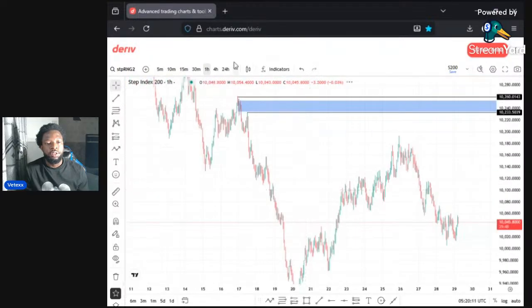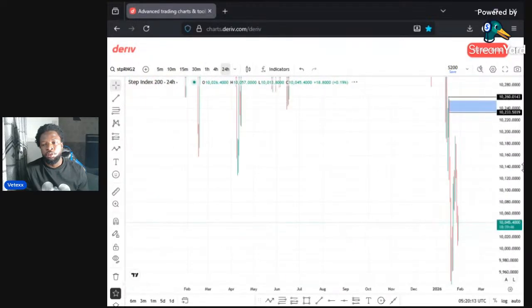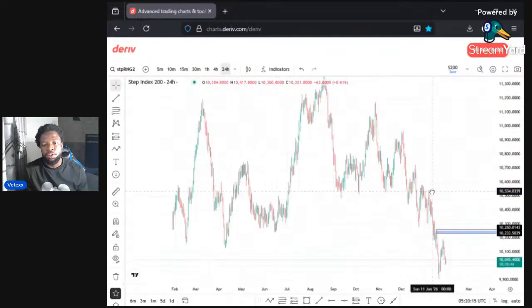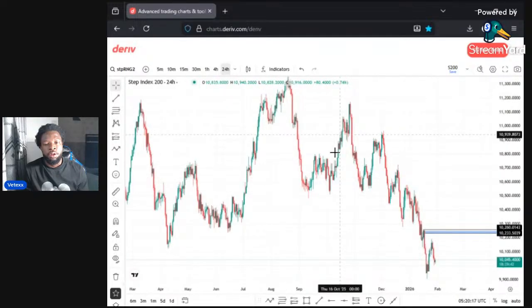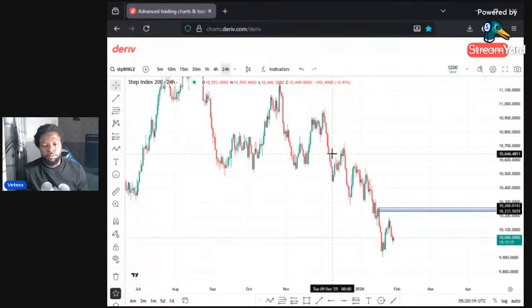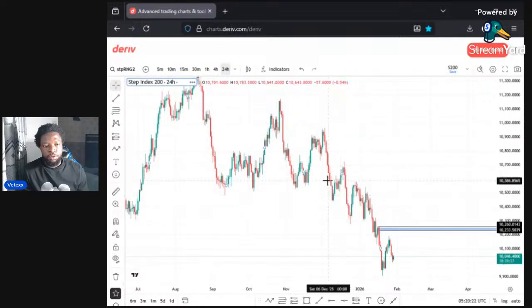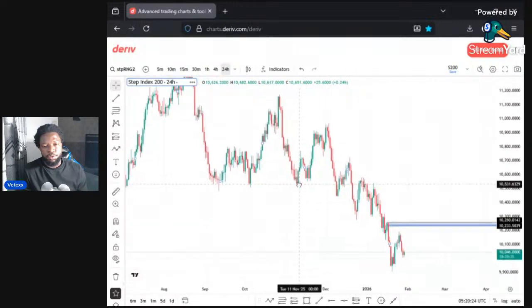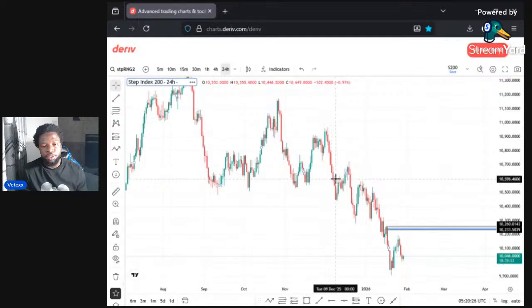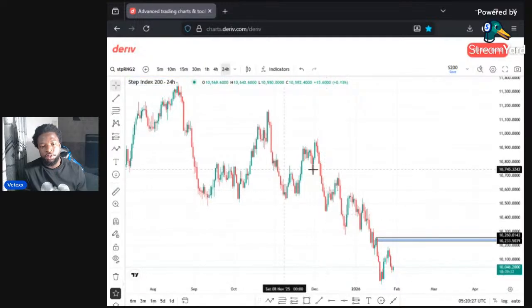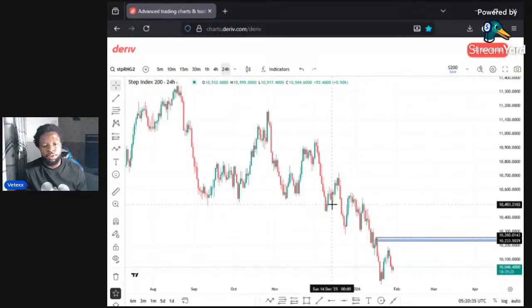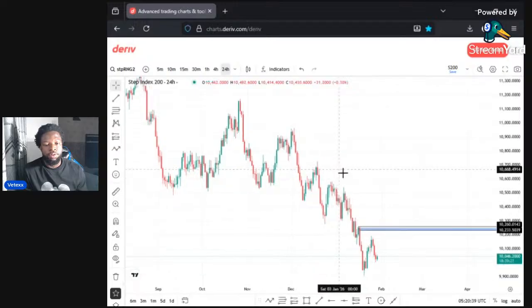So Step 200, starting from the 24-hour time frame, Step 200 has been bearish, and if you look closely, we have our structure here on the 24-hour time frame. So we are going to anticipate this recent 24-hour time frame structure. We anticipate this. If price doesn't come here, we are going to be anticipating this. So let me just mark it down. Then I'll go to the lower time frame to see if there's anything we can also anticipate here.